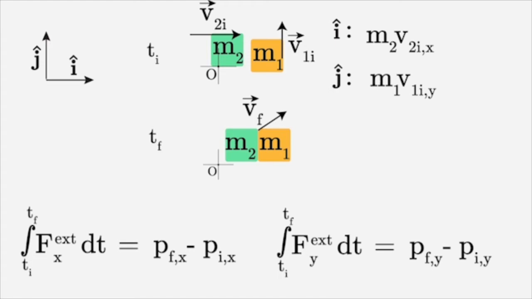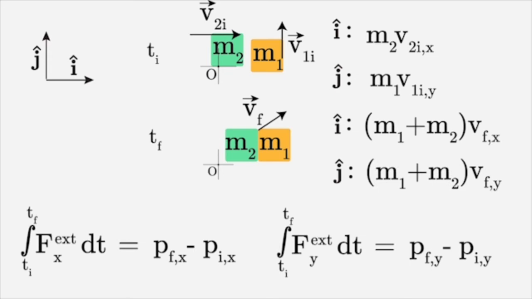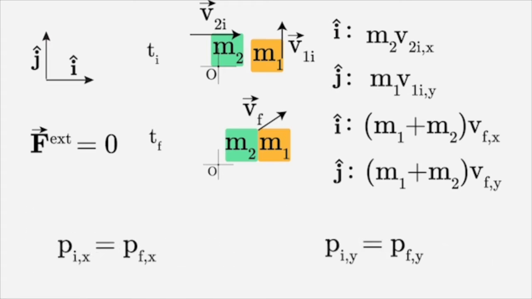and the momentum in the final state is the mass of the two blocks added together times the velocity of the two blocks. Notice that this velocity has a component in both the x and the y directions. Again, the total external force on the system is 0, so the impulse is 0 in both the x and y directions, and therefore momentum is conserved for both the x and y components. So I can write my two momentum equations like this.